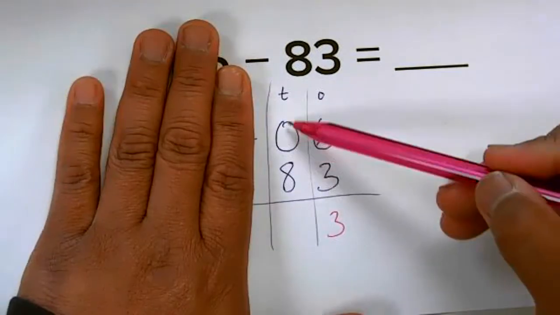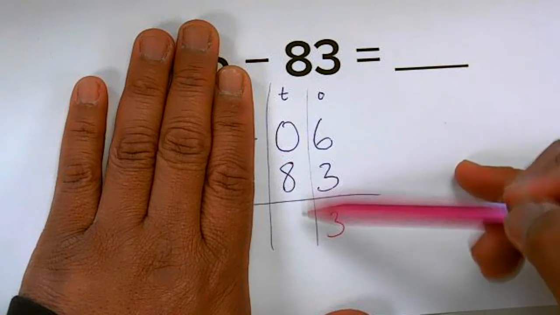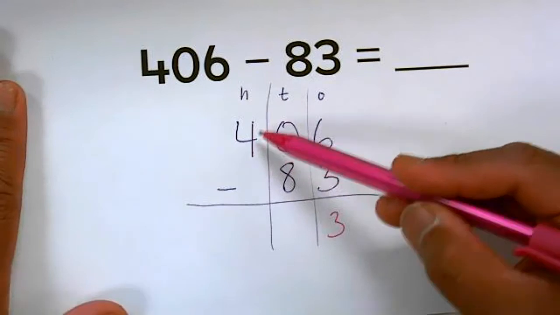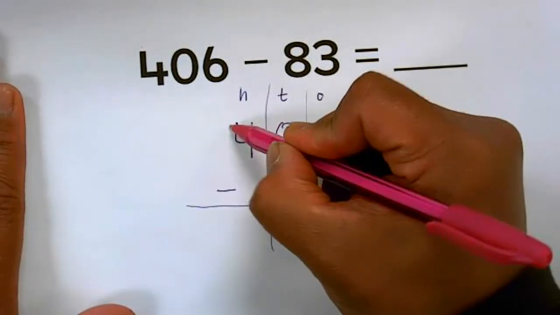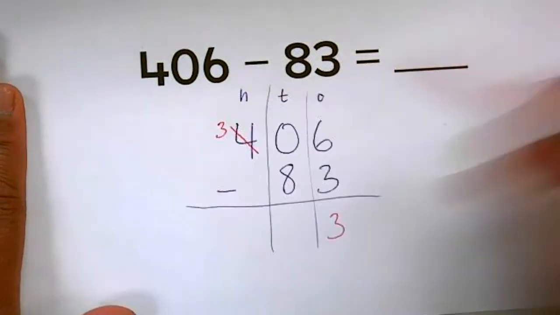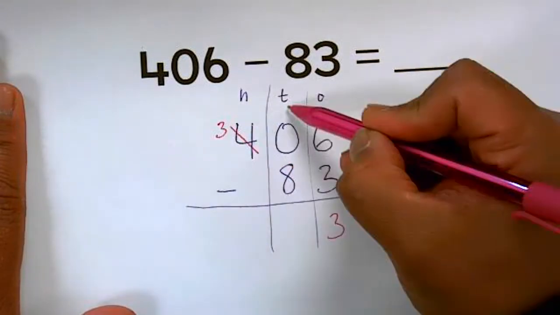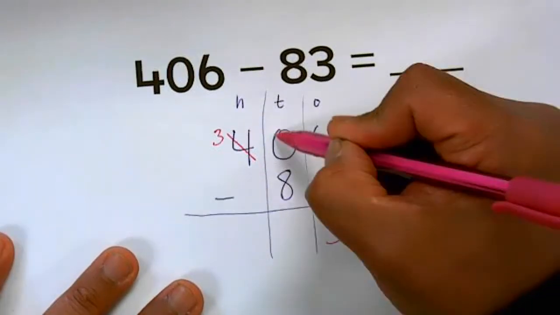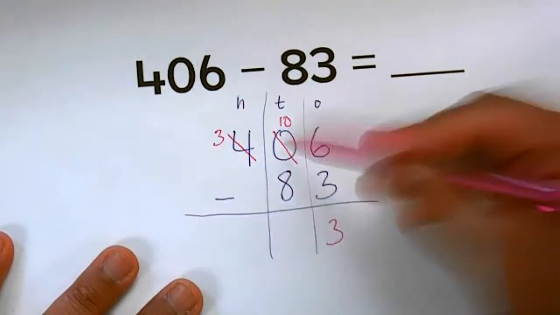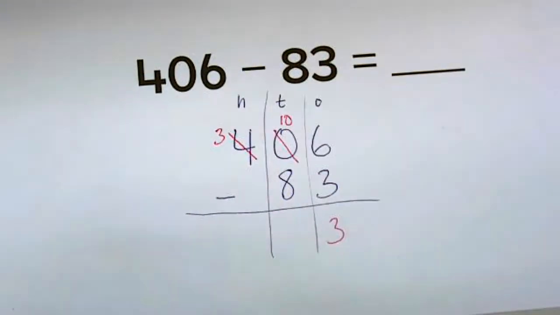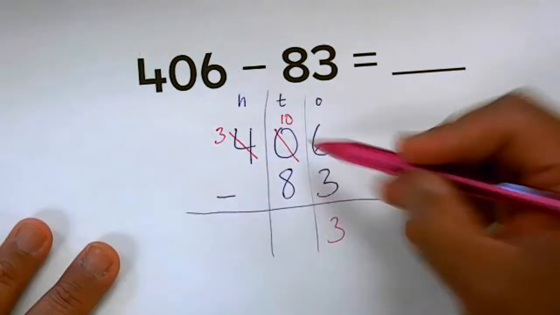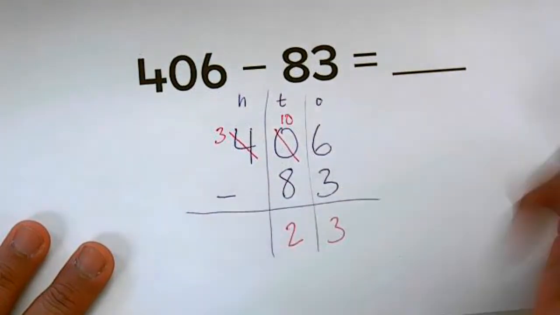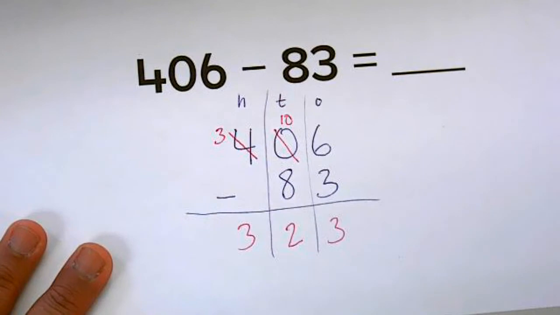Now this 0 take away 8, I cannot do that. So what I have to do is regroup. I'm going to take away from the hundreds. These 4 hundreds will become 3, and there are 10 tens in 100. So we're going to add those 10 tens to the 0 tens, which makes this a 10, because 10 plus 0 is 10. And now we can continue subtracting: 10 minus 8 is 2, and 3 minus nothing is just 3. So our answer is 323.